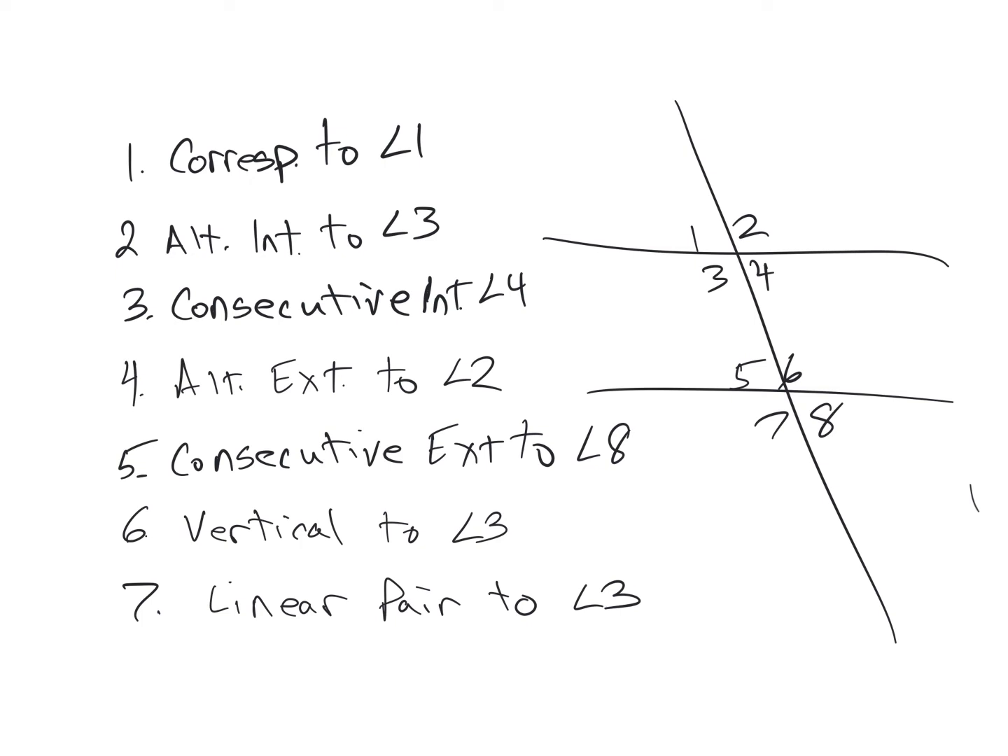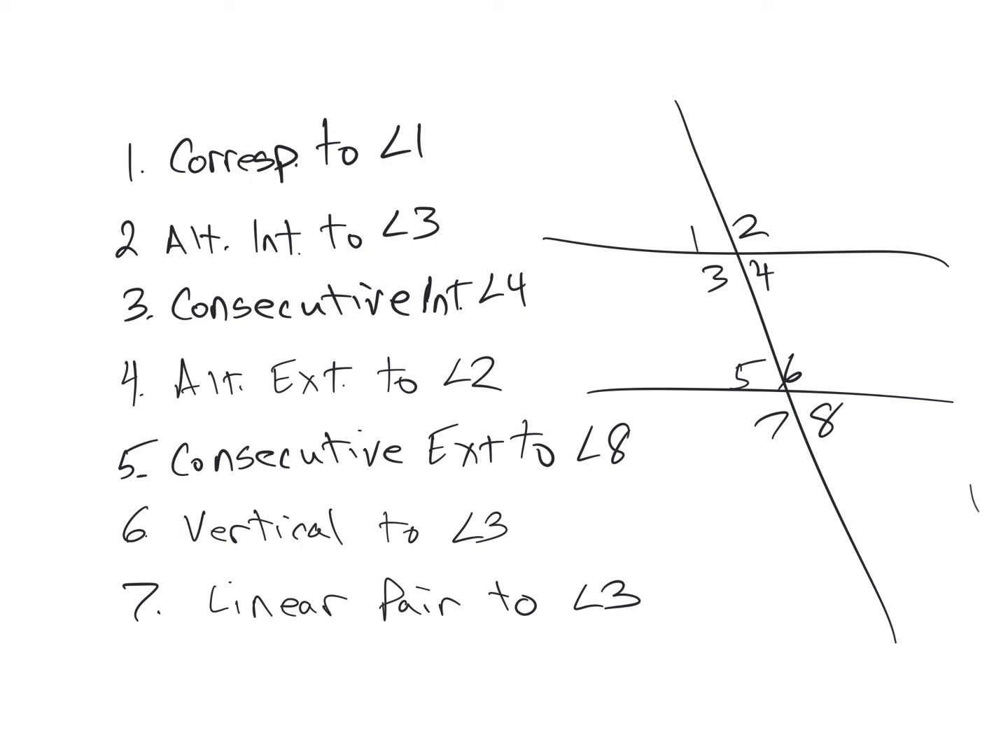So same side means corresponding or consecutive. Alternating means alternate interior or alternate exterior. That's how you start with those 4 terms. The only one that's not equal is consecutive out of those four terms.